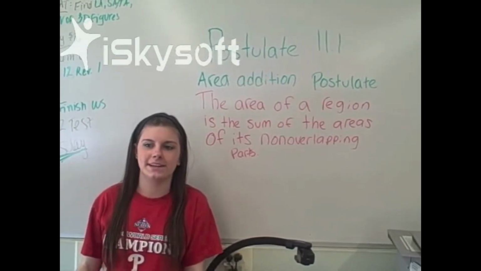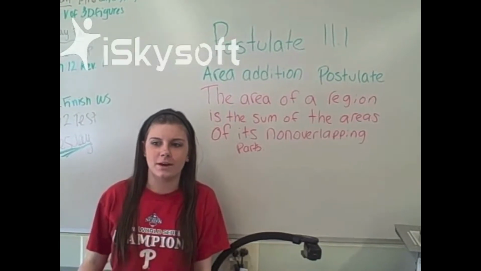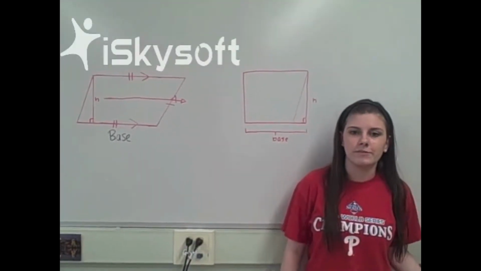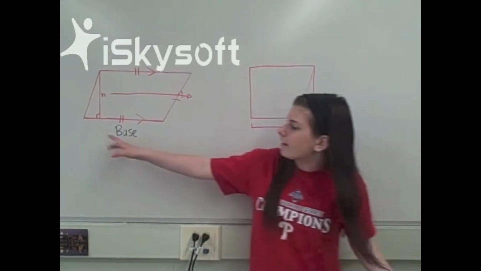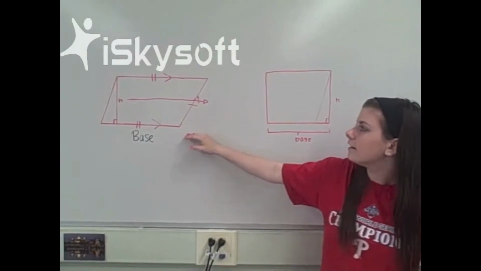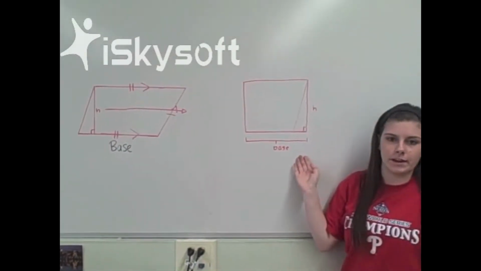Postulate 11.1 states that the area of a region is the sum of the areas of its non-overlapping parts. What postulate 11.1 means is that if a right triangle is cut off from the side of a parallelogram and translated to the other side, you will get a rectangle with the same height and base.